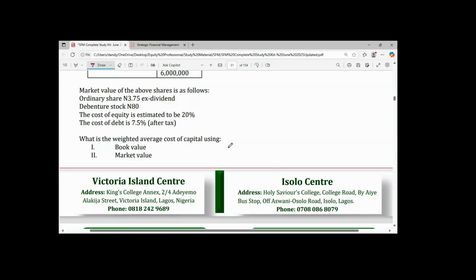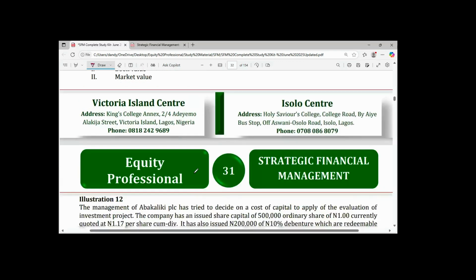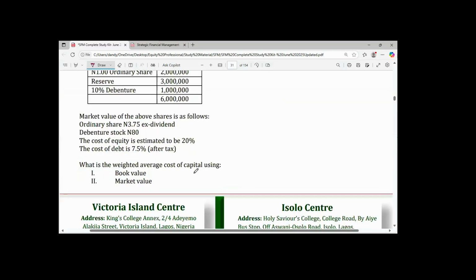So, when you look at the requirements, you are expected to calculate the weighted average cost of capital using book value, then using market value. Therefore, what are you supposed to do? You have to calculate weighted average cost of capital. So using book value, yes, somebody is asking a question.